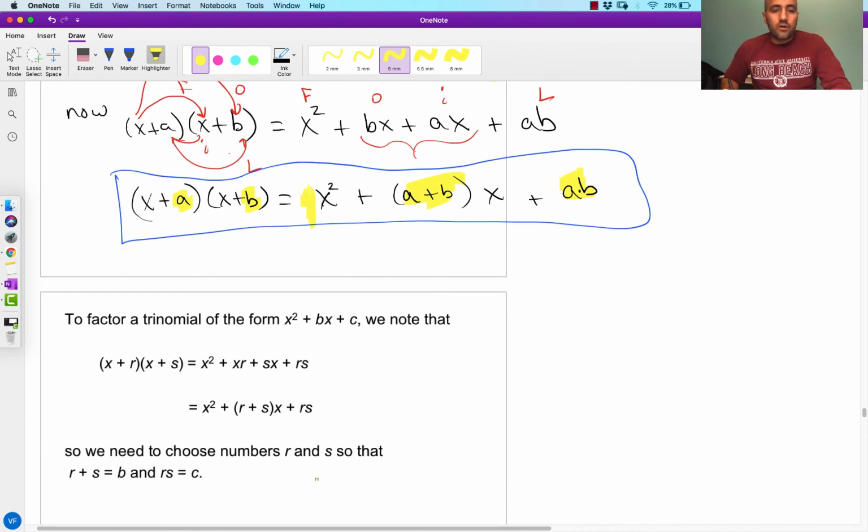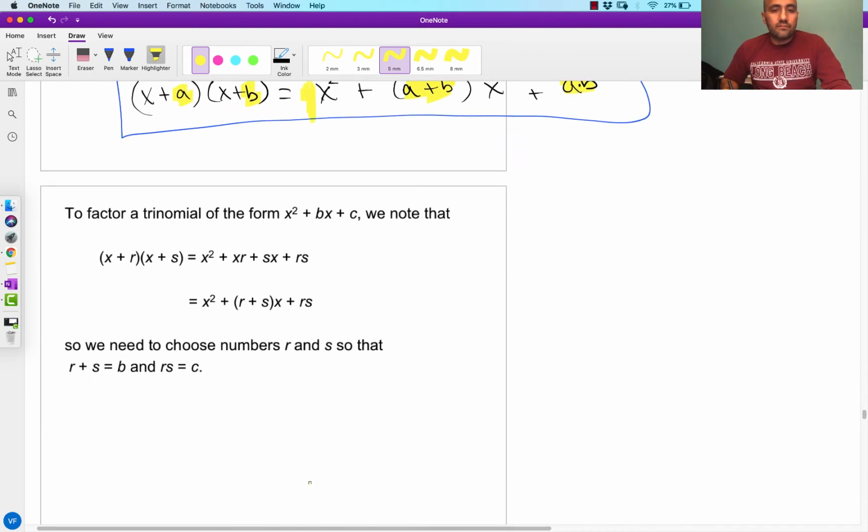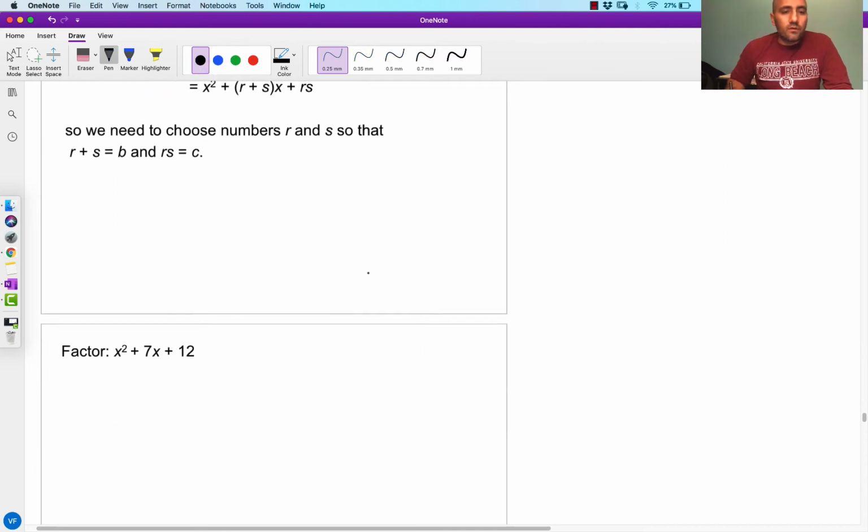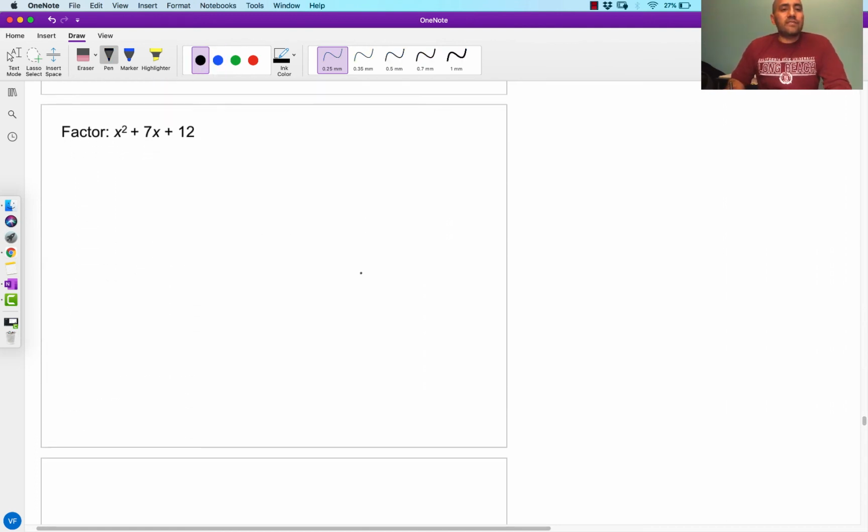Okay, so here's what we're saying. Oh, the author did the same thing here. That's exactly the same thing I'm saying. So let's just jump into an example. Let's say we want to factor these. It fits our pattern, right?